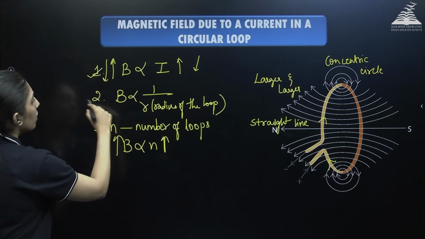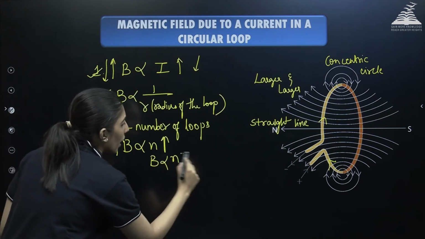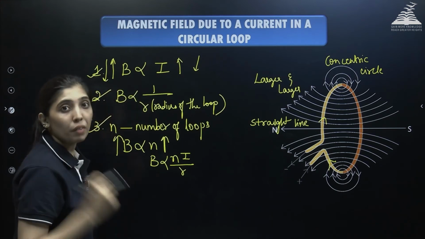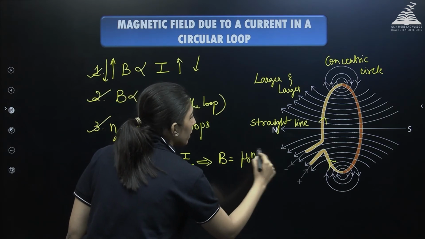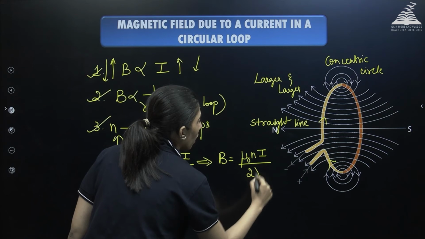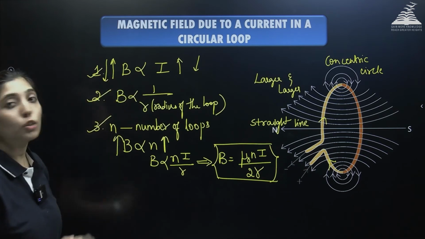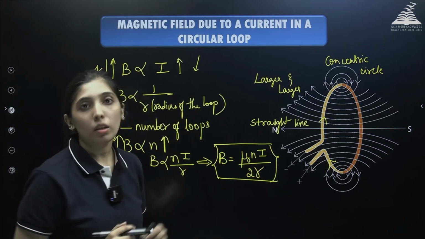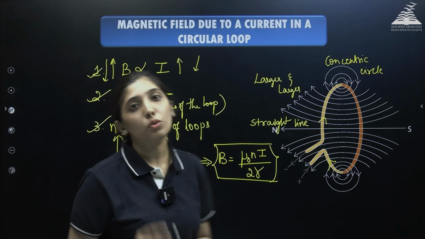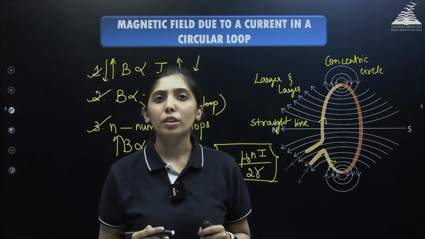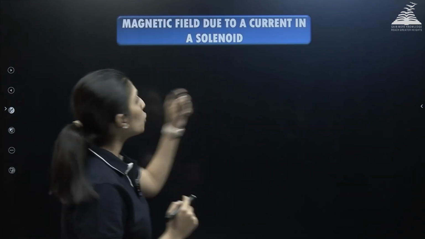Now, combining 1, 2 and 3 together, I can write as B is directly proportional to N I by R. Simplifying this, I get B is equal to mu naught N I by 2R. This is the formula for the magnitude of magnetic field due to a circular loop. And also, like I told you before, the direction at any point is given by Maxwell's right-hand thumb rule. Now that we understood the magnetic field due to a circular loop, let's move on to our next topic, the magnetic field due to a solenoid.